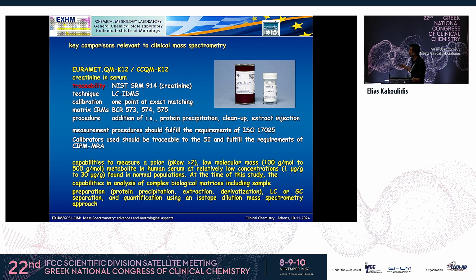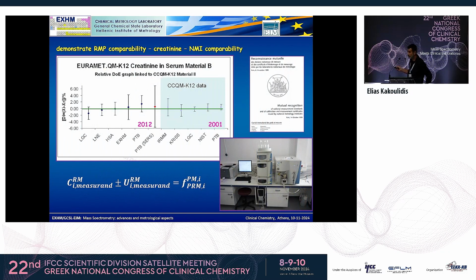We used on this particular measurement LC-IDMS, we did 1 point calibration at exact matching, which means we tried to use as a calibrant blood that had the same concentration as the unknown sample. We used several matrix CRMs, and the capabilities this time were to measure polar compounds in blood. This is how, again, the measurements compare between the institutes. And you see this comparability also in time.